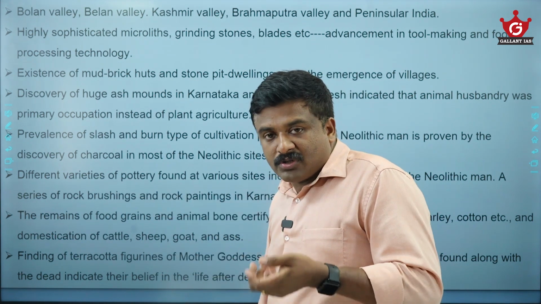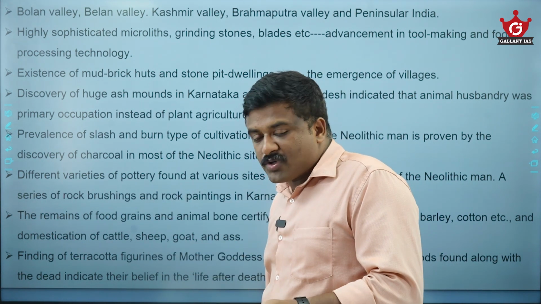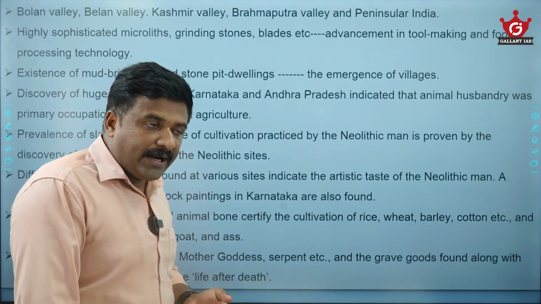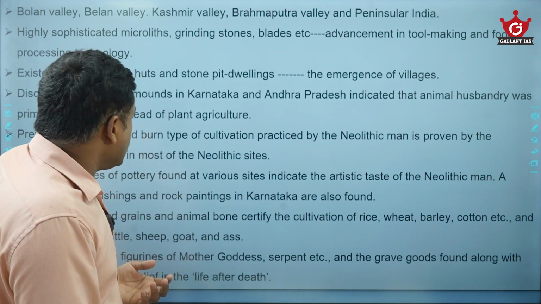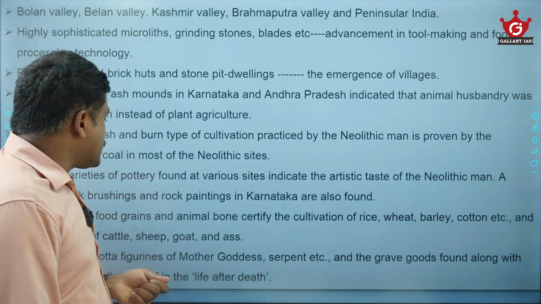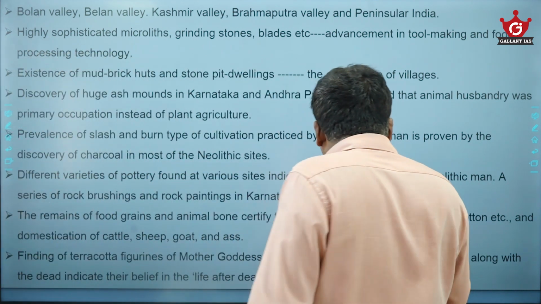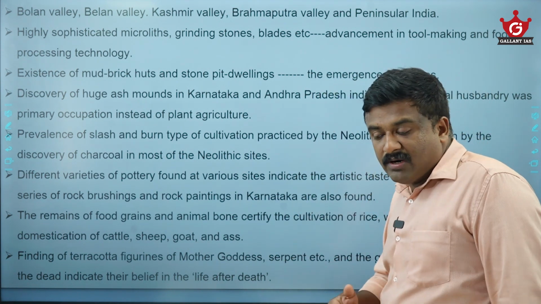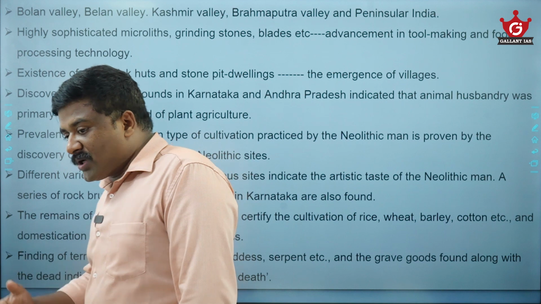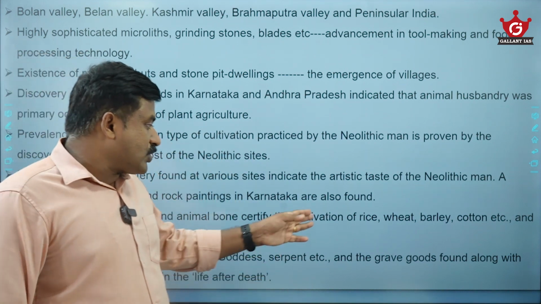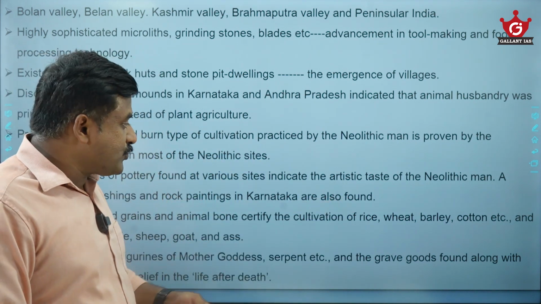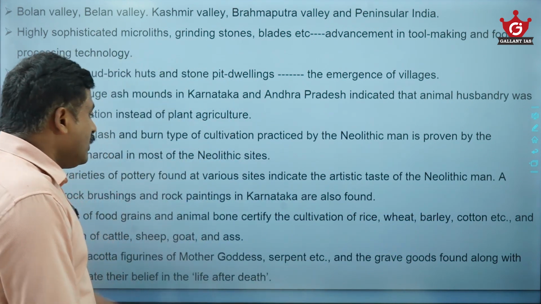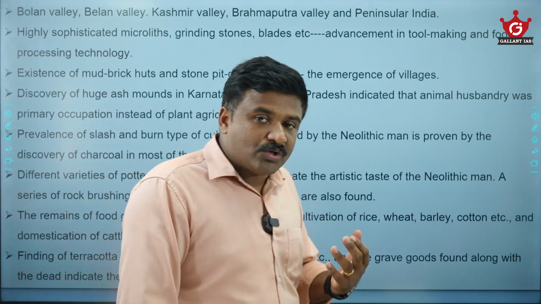Then different Neolithic potteries, plain and painted potteries they used, reflect the artistic sense of these Neolithic people and also their utilitarian character. Then the remains of food grains and animal bones, which are discovered, talk about the domestication of animals and the cultivation of a wide variety of crops, especially high yielding crops. Cultivating high yielding crops also indicates that they received a good monsoon or good rainfall.